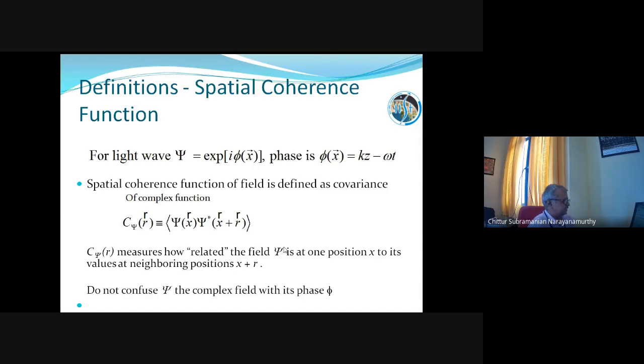So this is the spatial coherence function. This C psi measures how the phase is related between the field at one position x and another point x plus r. So in space, at one position, what is the phase of the light wave, and how does it behave at another position? This psi is not a complex field in space; we should not confuse the two.